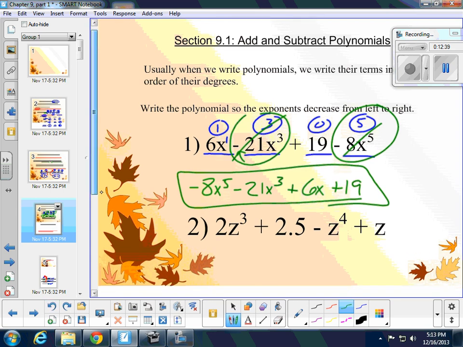Number 2 here, same idea. I can find the degrees of these pretty quickly. This one just has a degree of 3. A constant by itself just has a degree of 0. Negative z to the fourth will be a degree of 4. And z by itself is just a degree of 1. So if I write them in decreasing degree order, I'm going to start off here with the highest one, so negative z to the fourth.